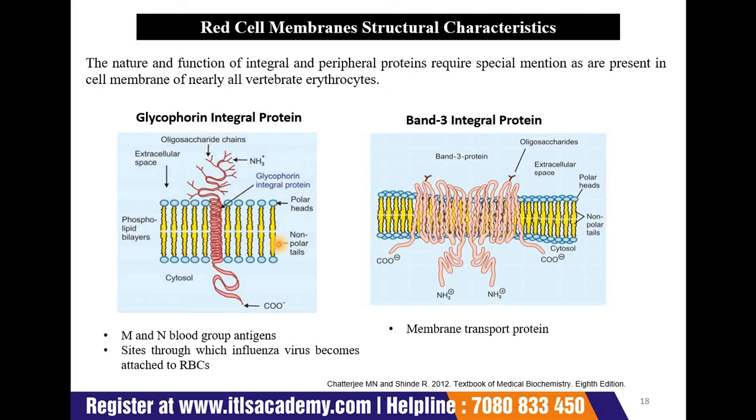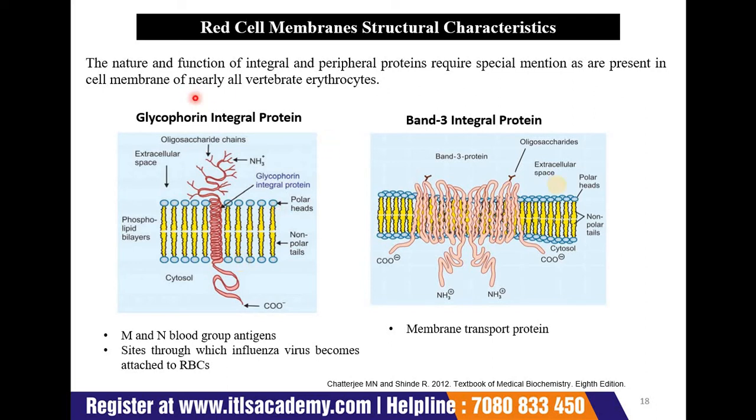The chain of the glycophorin contains amino acid residues within the non-polar hydrocarbon phase of the phospholipid bilayer, as you can see here, and they are tightly associated with the phospholipid and cholesterol. A 23 amino acid sequence has an alpha helical conformation. Examples of glycophorin integral proteins are the M and N blood group antigens. They also act as sites through which influenza virus becomes attached to the red blood cells.